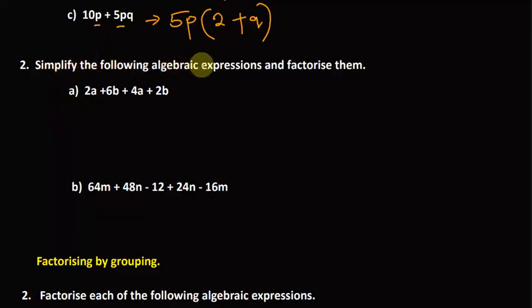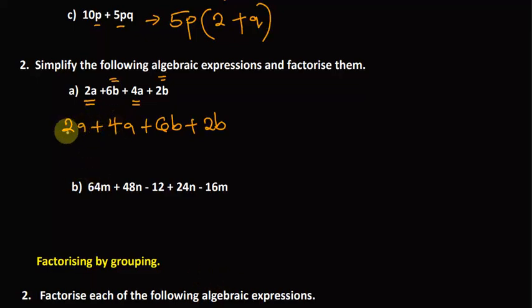Simplify the following algebraic expressions and factorize them. Here we are going to group like terms together, such that those with a, we put them together. We will have 2a and 4a together. It will be 2a plus 4a. Then those with b together, we have 6b and 2b, so plus 6b plus 2b that way.